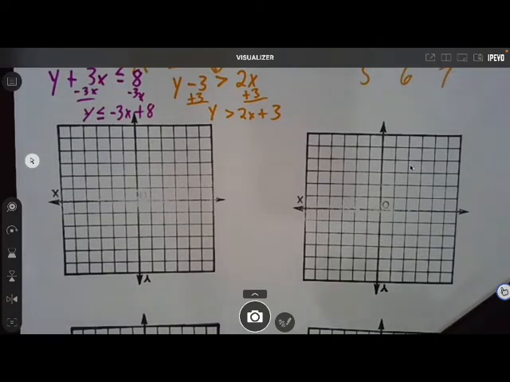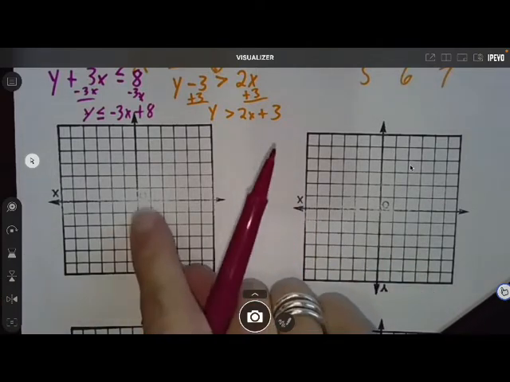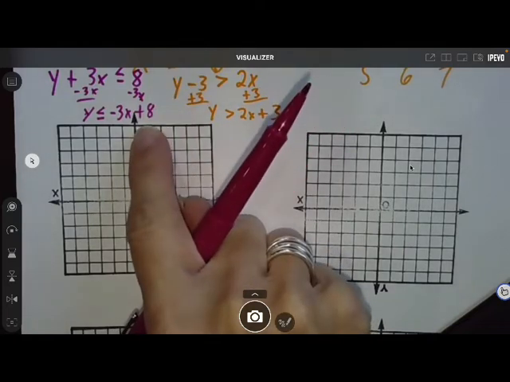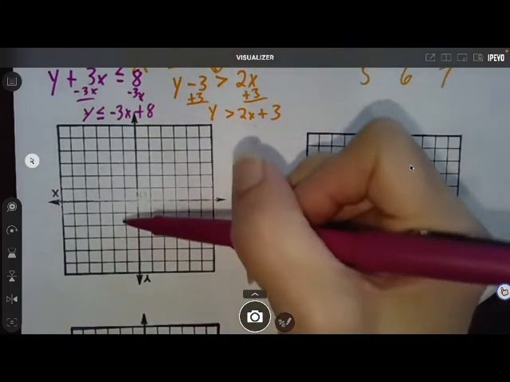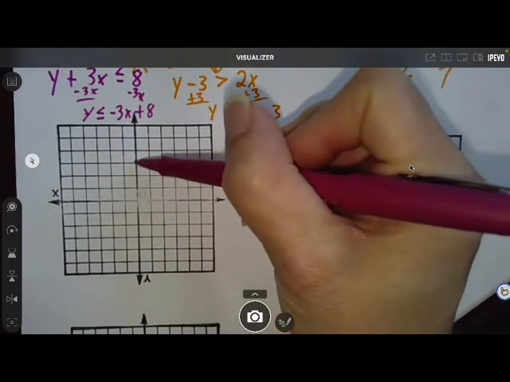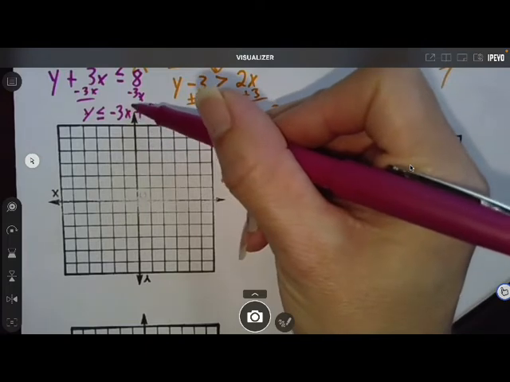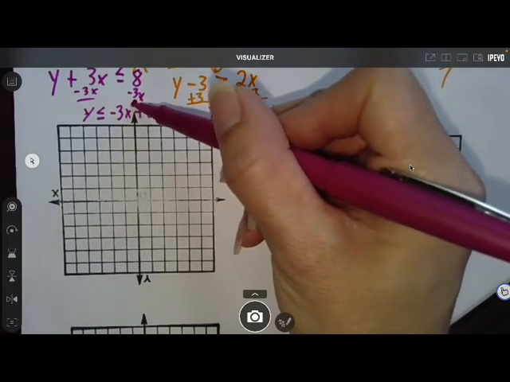All right, on the next part, let me graph these two inequalities. So I'm going to go up to 8. Does everybody see that? I'm going to be off the chart a little bit. 1, 2, 3, 4, 5, 6, 7, 8. I'm up here. That's okay.